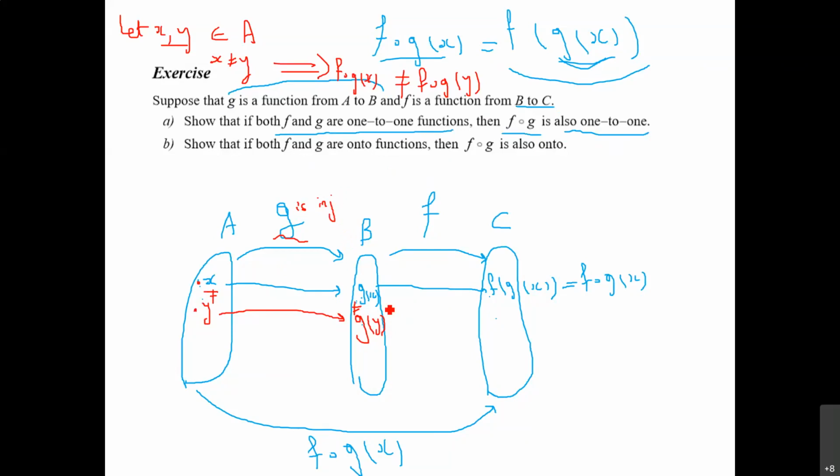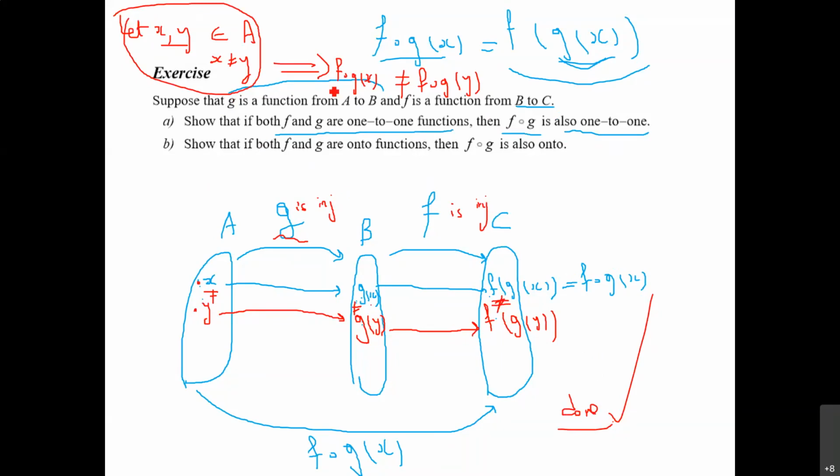But now, using the same logic, g of x is different from g of y, so their images using f are also going to be different, because f is injective. And done. That's it. We have to state it formally, of course, but that's the idea. Yes, this is simply a direct proof. We're given this, we want to reach this conclusion.